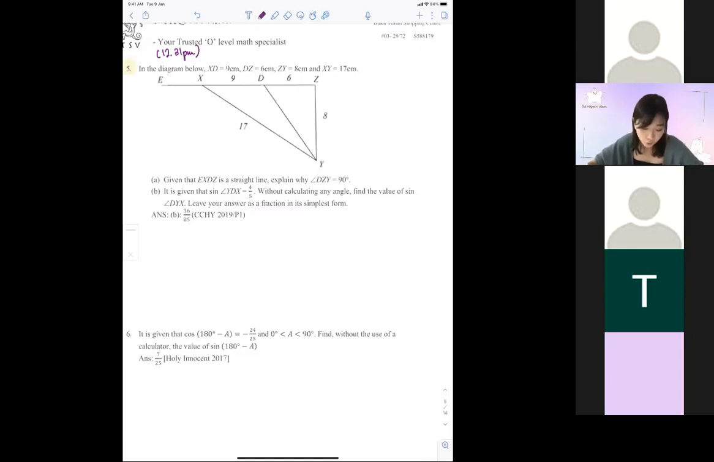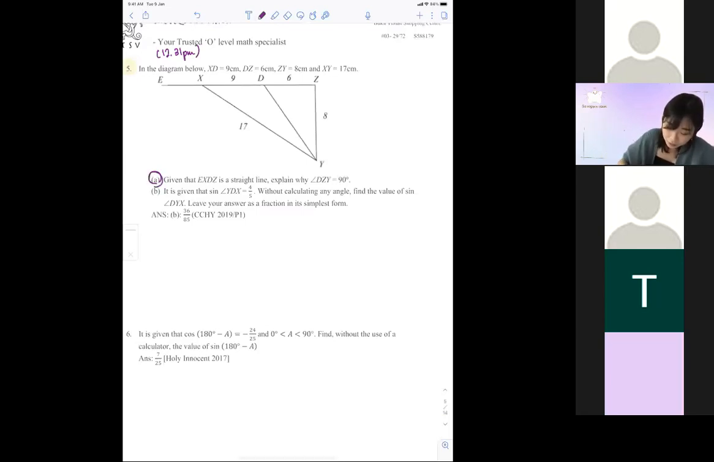Okay, I'll give you a clue for part B. For part B, you need to use sine rule. Okay, so let me go through part A first.